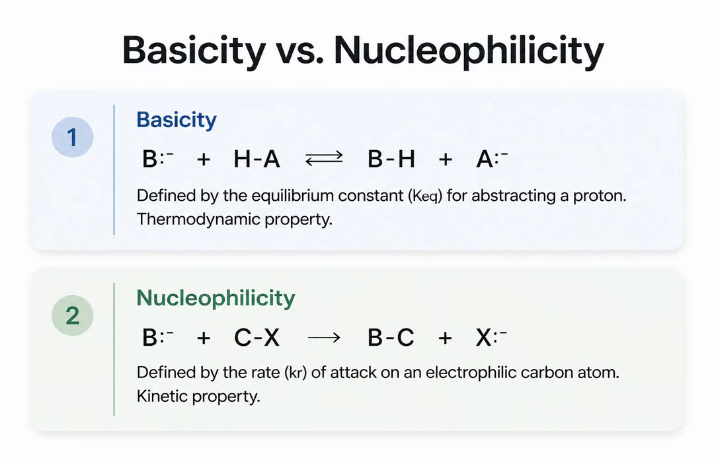At this point, we need to clearly distinguish between basicity and nucleophilicity, as they are related but distinct concepts. Basicity is a thermodynamic property. It is defined by the equilibrium constant for a species abstracting a proton. Nucleophilicity, on the other hand, is a kinetic property. It is defined strictly by how fast a species attacks an electrophilic carbon atom. While strong bases are often good nucleophiles, the two properties don't always perfectly align.